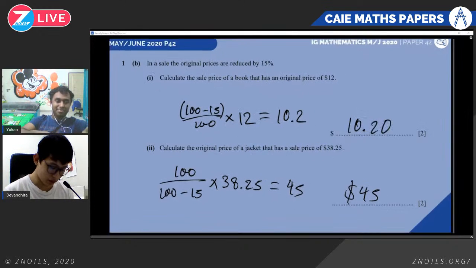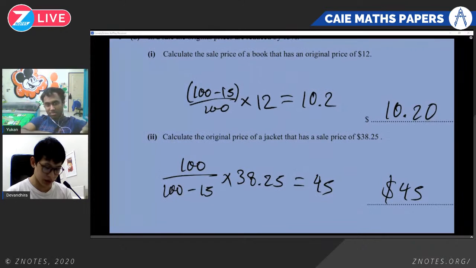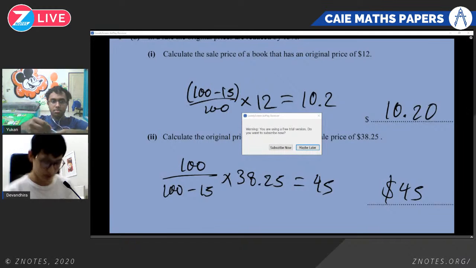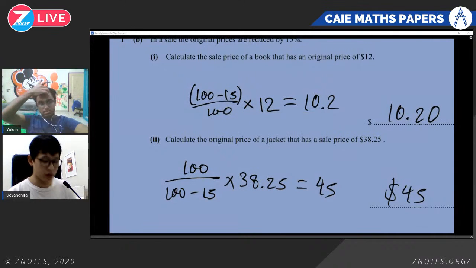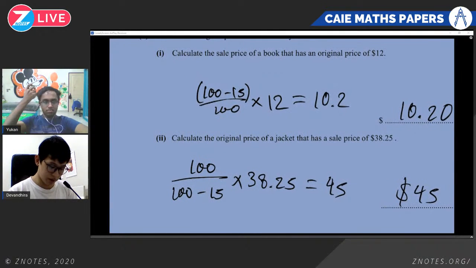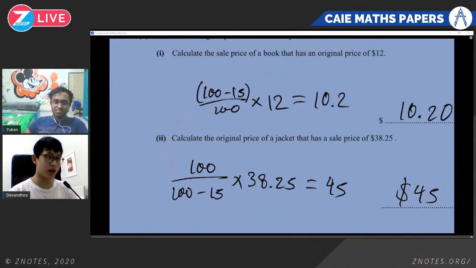Next one. Calculate the original price of a jacket that has a sale price of 38.25. So the discounted price is 38.25, but we have to look for the original. What was the price before it was discounted? Of course, we can do that. Instead of writing it this way, we reciprocate it, as you can see.